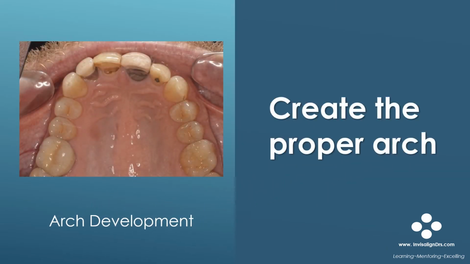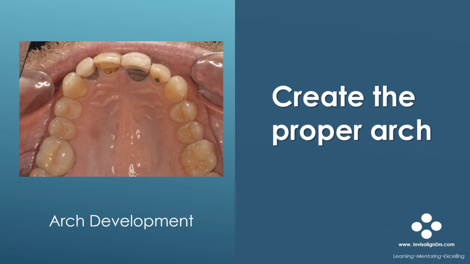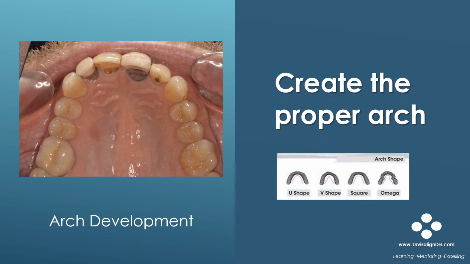The ideal arch form is ovoid. Aligners can modify the shape of the arches very effectively. Arches that display taper, square, or omega form need to be reshaped into ovoid form.